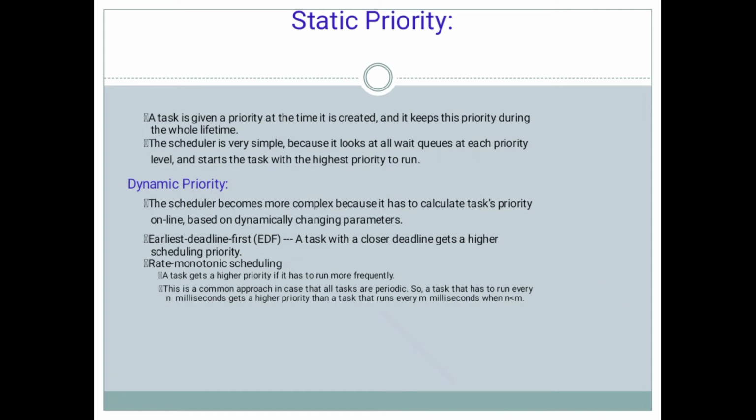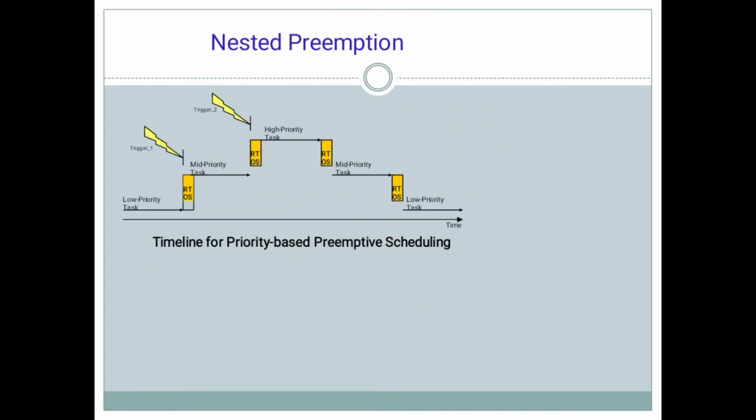The scheduler is very simple because it looks at queues of each priority level and starts the task with the higher priority to run. With dynamic priority, the scheduler becomes more complex because it has to calculate task priority online based on dynamically changed parameters. In earliest deadline first, EDF, the task with the closer deadline gets higher priority.